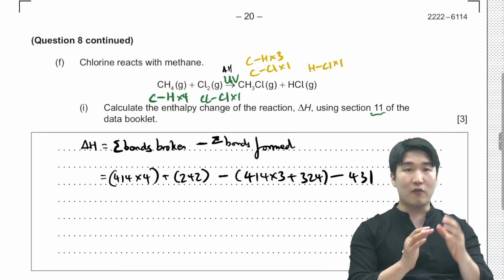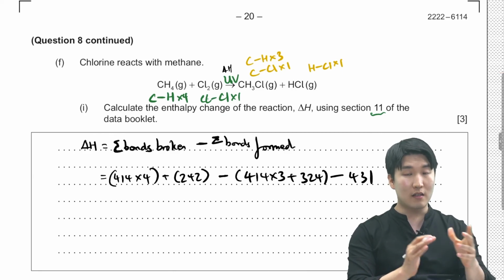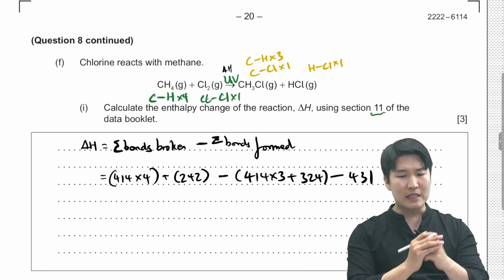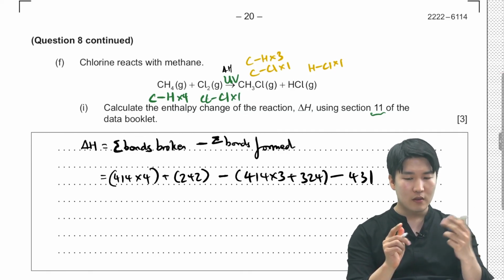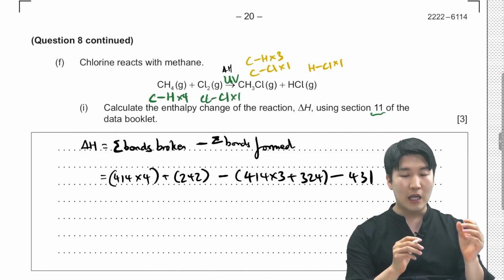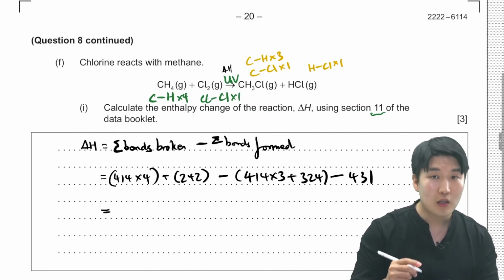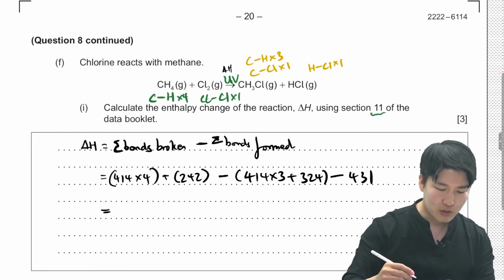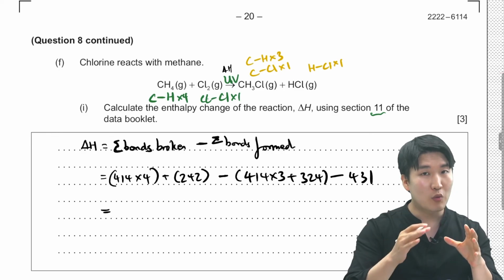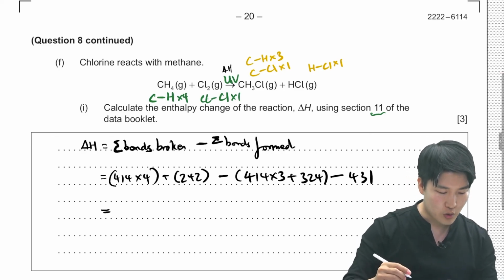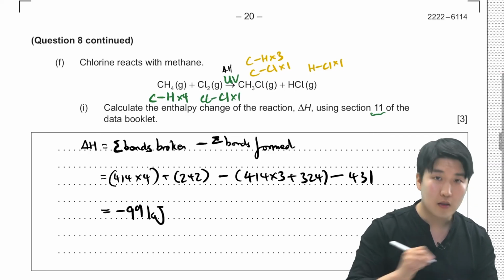In methane, there are 4 C-H. In Cl2, there's 1 Cl-Cl. In CH3Cl, there are 3 C-H, 1 C-Cl, and H-Cl. We have not left out anything. If we do the math correctly, we'll end up with a kilojoules value, which would be minus 99 kilojoules.